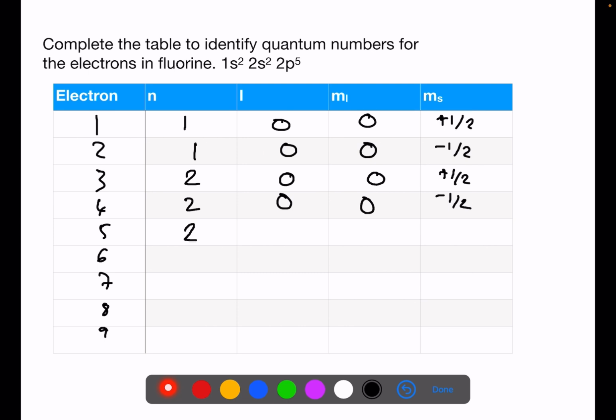We're still in the second shell, but now we're moving into the p, so that is L1, and we've got the option of minus L to positive L, so minus 1, and we're going to start with the spin ups, and remember you're going to have 3 of them. Okay, so they're going to go in there spinning up before anything goes in and spins down. So you've got those 3 spin up electrons, and now we're going to go back in and pair them up.